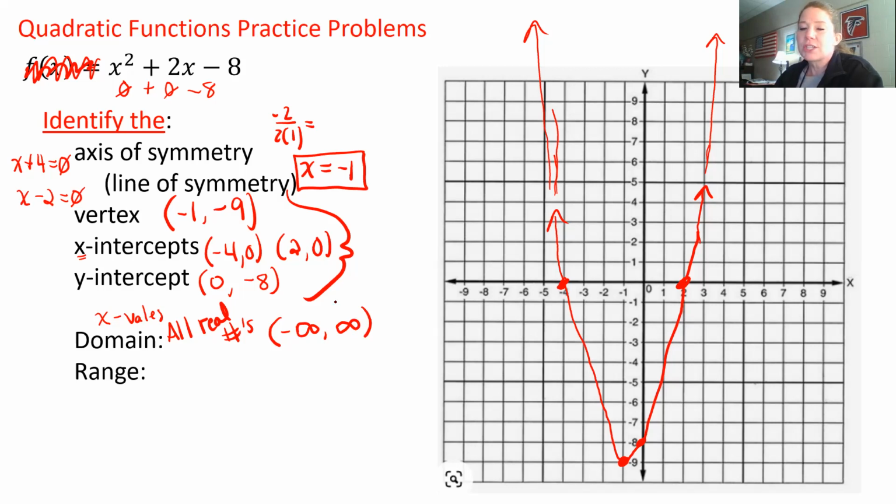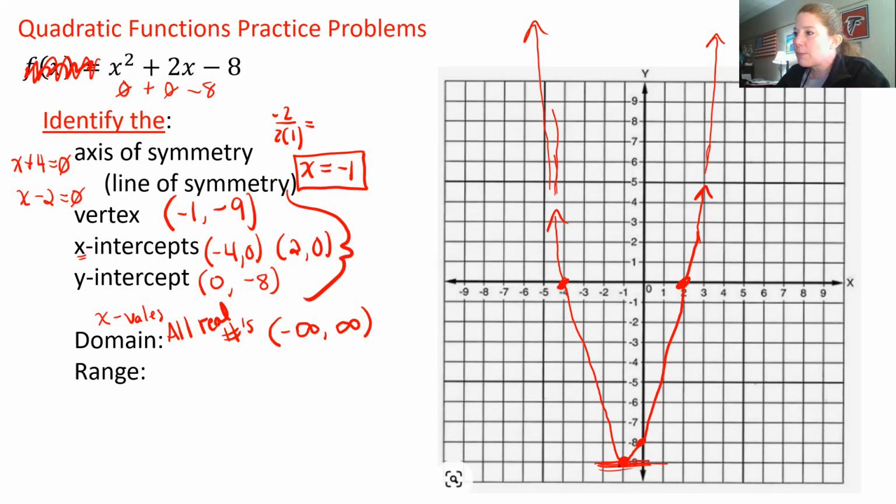Now, our range talks about how tall our parabola is. It doesn't have a limit on how tall it will get, how far up it will go, but it does have a maximum, right? So the maximum value, I should say minimum. I said the opposite word, you guys. Please forgive me. We have a minimum for a parabola that faces up.